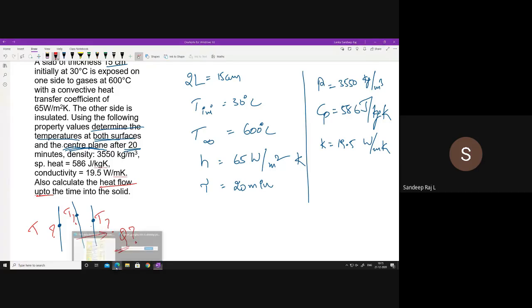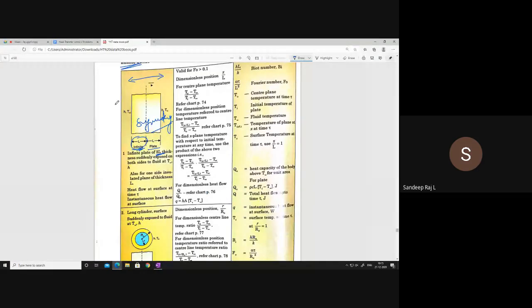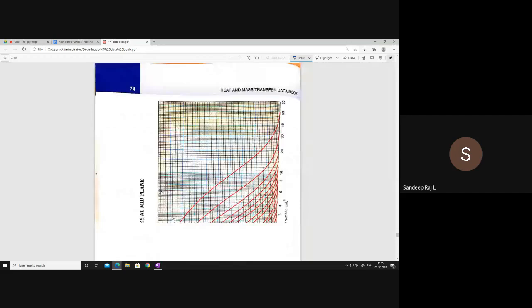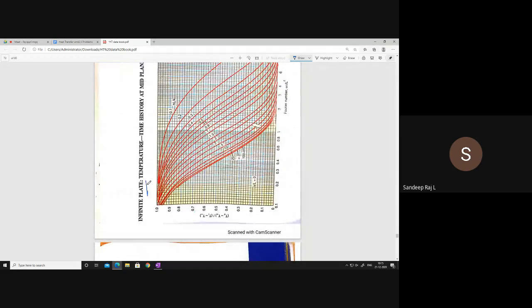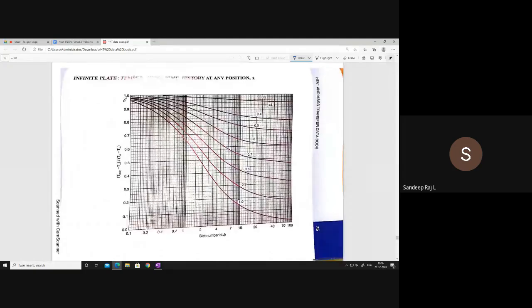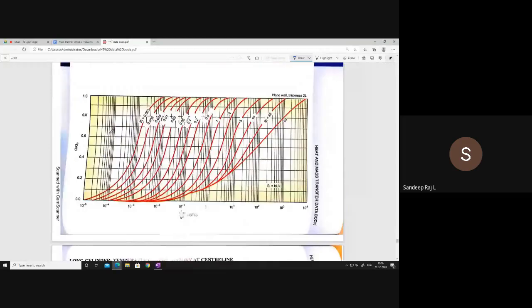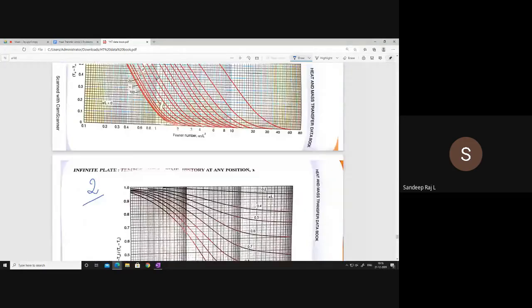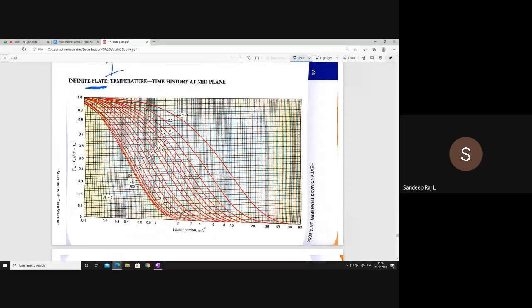For any given problem in an infinite solid, there will be three cases. Let us say he has given a plate, like the one we have in this problem. In the data book, we will have three figures for the plate. This is the number one graph, this is the number two graph, and this is the number three graph. The first graph gives the temperature time history at mid plane. If you want to calculate the temperature values for the mid plane, you have to use this particular graph.